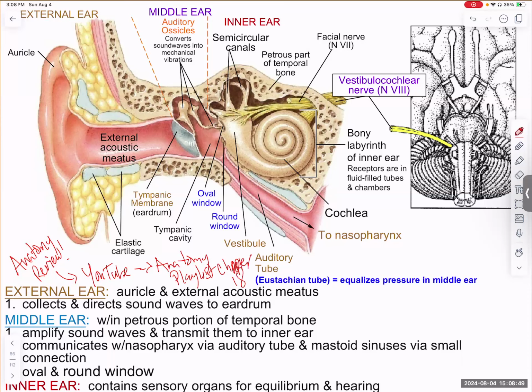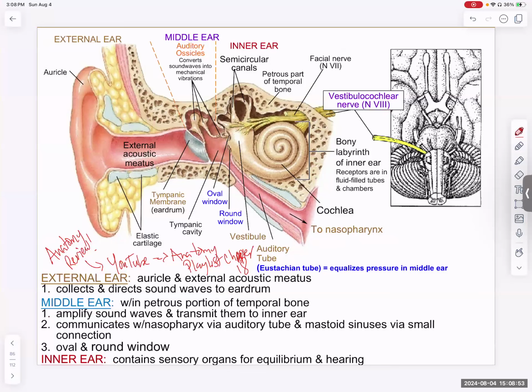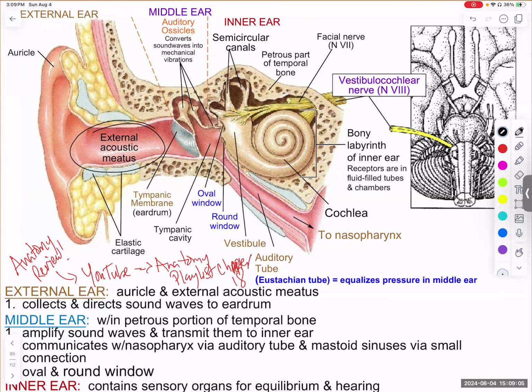Chapter 18. The ear, like the eye, you have an external, middle, inner ear. Again, super quick review. You guys hopefully remember your anatomy. You have the external acoustic meatus. That's in the external ear and the auricle. It's going to basically funnel sound waves.